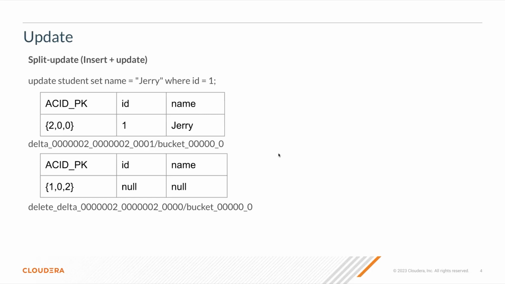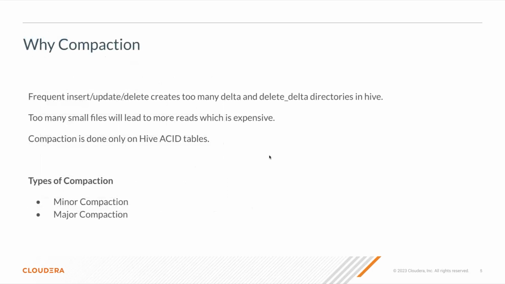To make this efficient is where compaction comes in. So as I said, this creates too many delta and delete delta directories in Hive, and this will be too expensive to read as we have to traverse through all the files. So compaction comes into the picture at this point, and compaction is done only on Hive ACID tables.